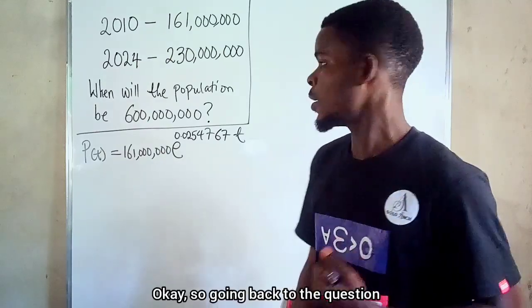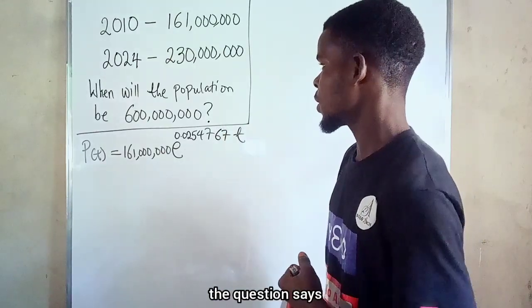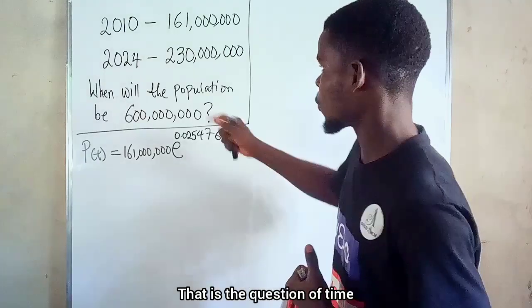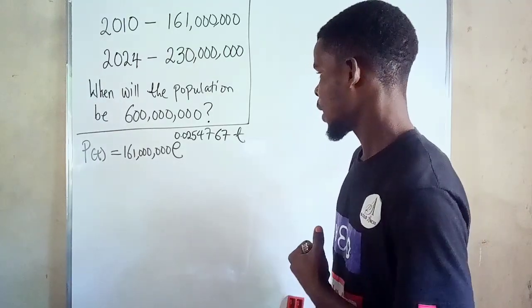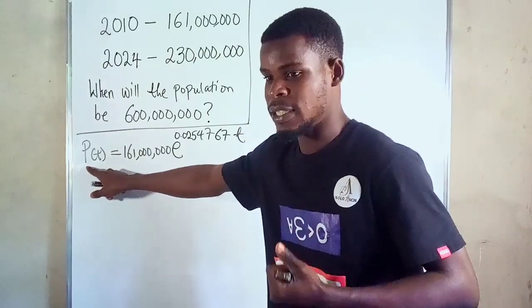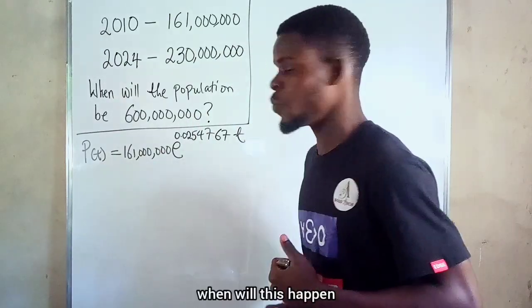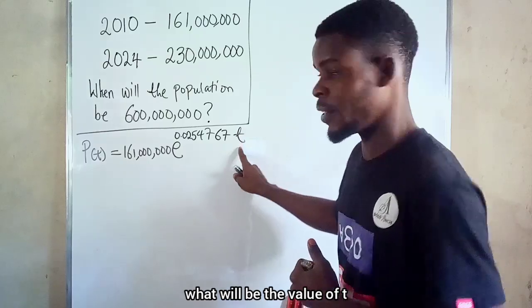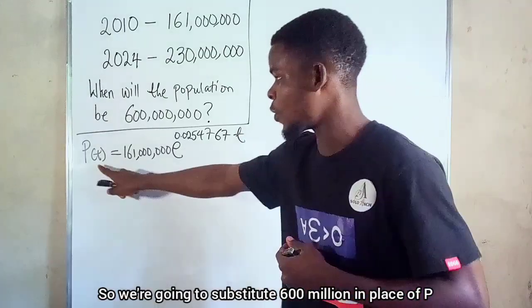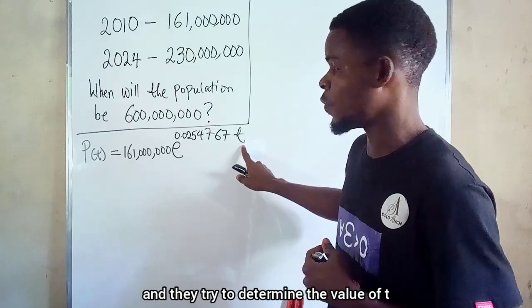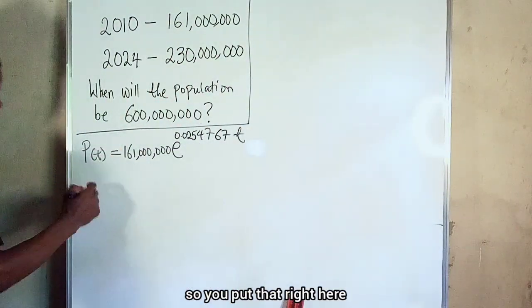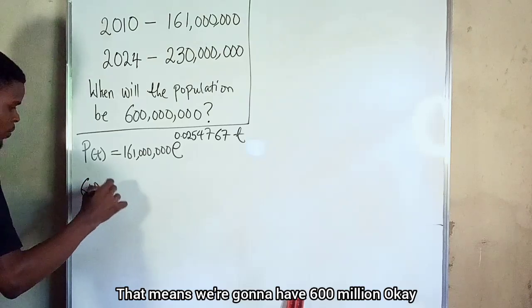From the last step, we're able to determine that the population size given any time t is this. Going back to the question: when will the population be 600 million? That is a question of time. Assuming the population is 600 million, when will this happen? In other words, what will be the value of t? So we substitute 600 million in place of P and try to determine the value of t, which will be in years.